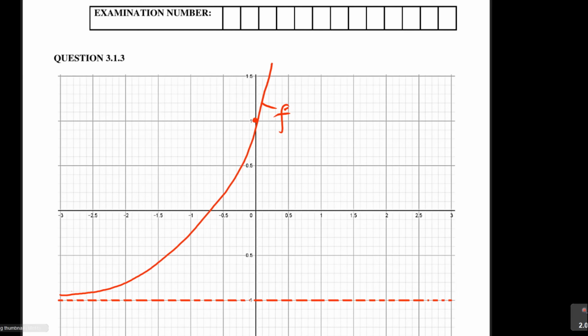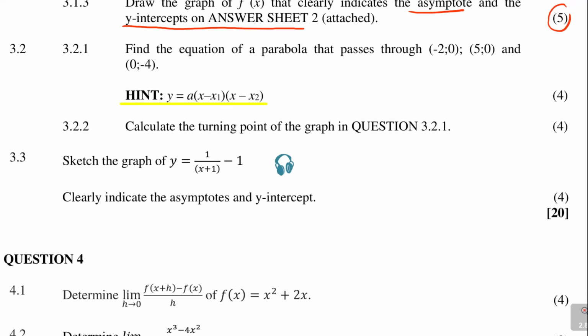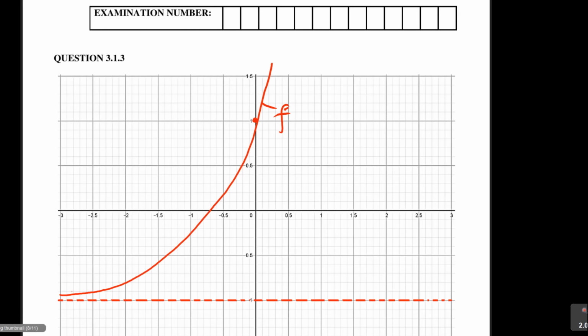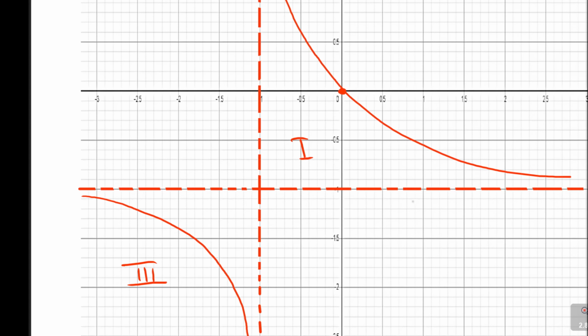So that was that. It says clearly indicate the asymptotes. Okay, this equation and y-intercept, clearly indicate the asymptotes. So let's come here and say y is x actually here, because you need to indicate them. Come on, I'm mixing it up now. Remember, this is the y-axis here. y is equal to -1. There is the x. x is equal to -1.